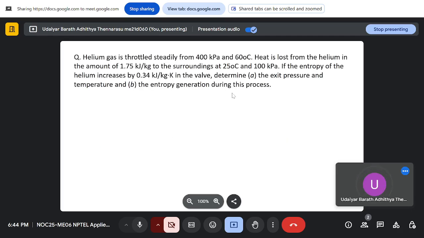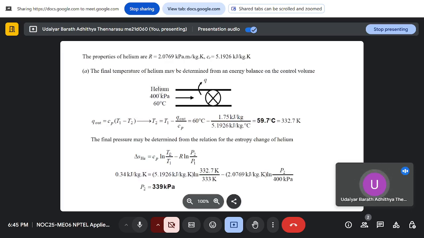Here they have been given the entropy rise in helium for the process as 0.34 kilojoule per kg Kelvin. So delta S is given. For this process the entropy change is Cp ln T2 by T1 minus R ln P2 by P1. So equating that, the change in entropy is 0.34.